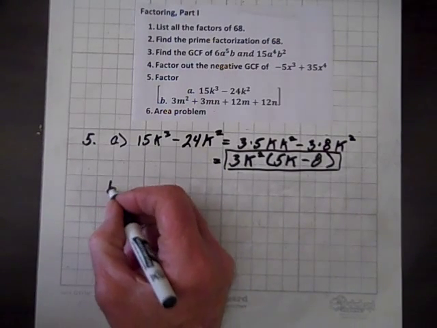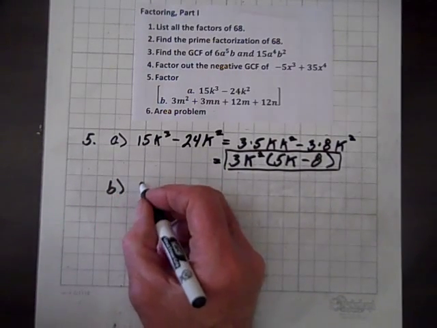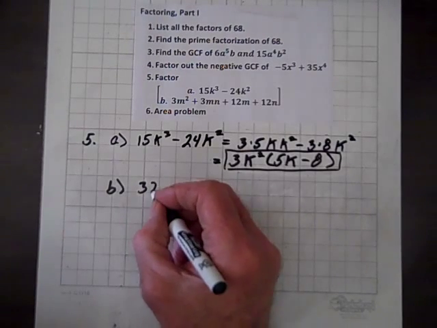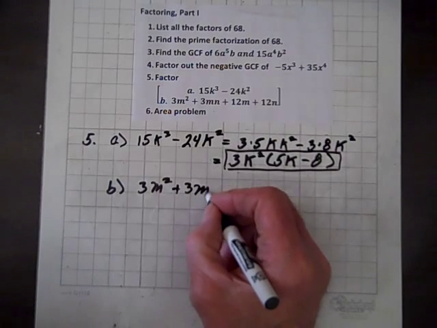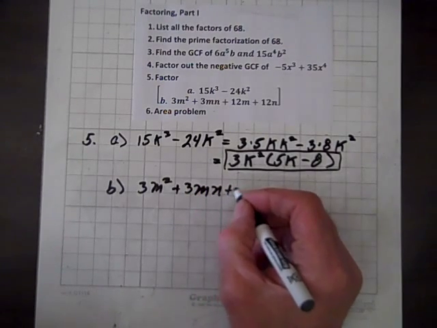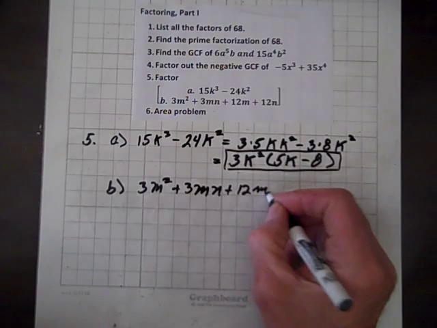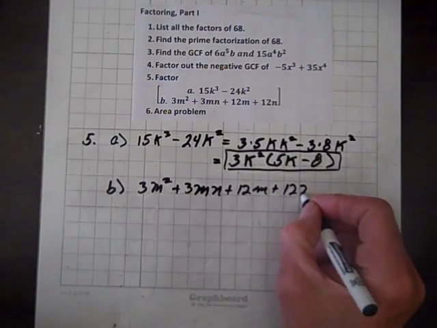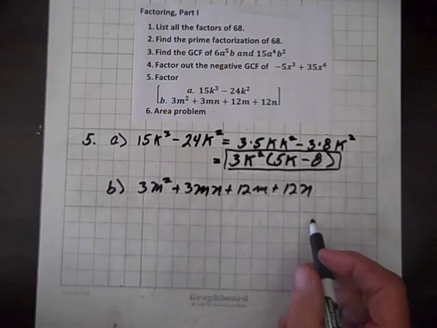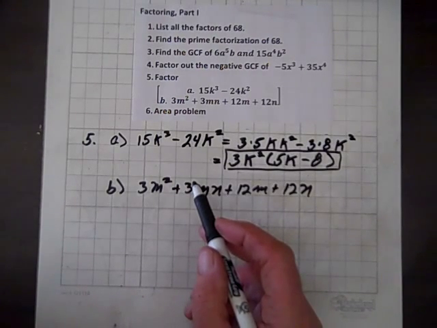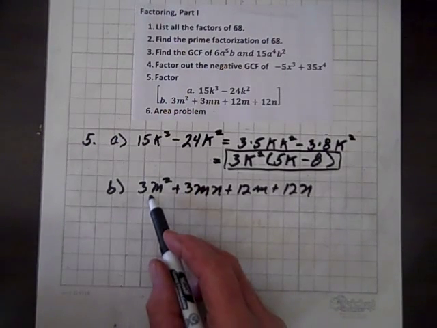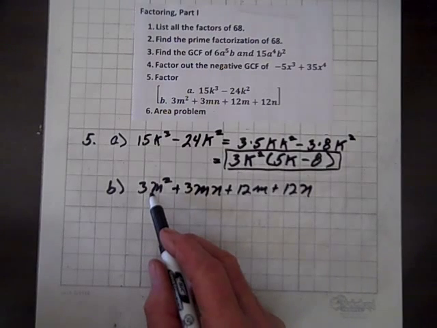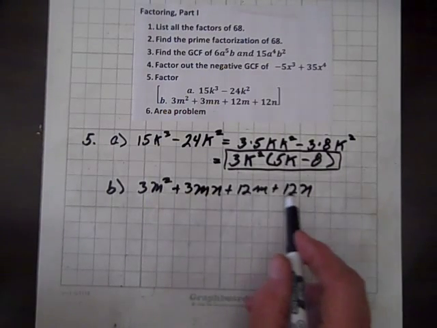For B, we have 4 terms, 3m squared plus 3mn plus 12m plus 12n. And the first step is to always factor out any common factor that exists in each term in the expression. Well, 3 is a common factor of every one of these terms.